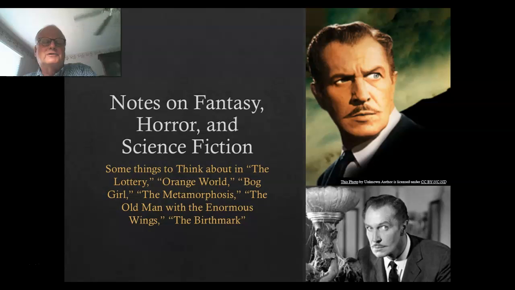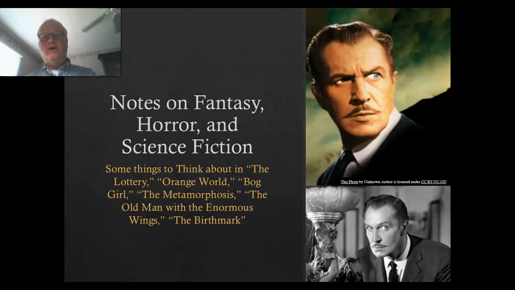The Metamorphosis, of course, you probably know already, even if you've never read it. It's the famous story of Gregor Samsa waking up one morning and finding out that he's been turned into a giant bug. The Old Man with Enormous Wings falls under the category of what's called magical realism, by Gabriel Garcia Marquez. And then The Birthmark takes us back to the early 19th century, American writer Nathaniel Hawthorne. So there's quite a range of stories and story types here.